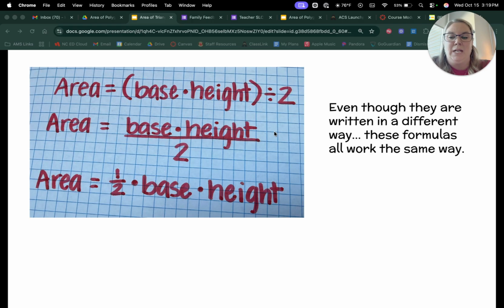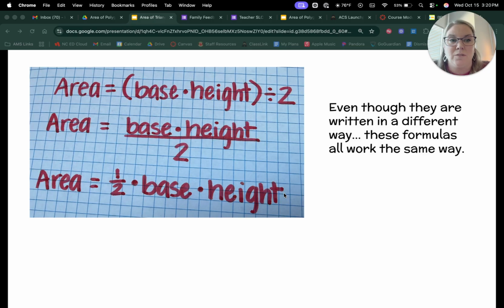So the first one and the middle one are the same exact formula, just written in a different way. Now, the bottom one is going to be the formula you see most often in high school and college and later on in life. The reason for that is when you multiply something by 1/2, you will get the same answer as if you divide it by 2. Okay?